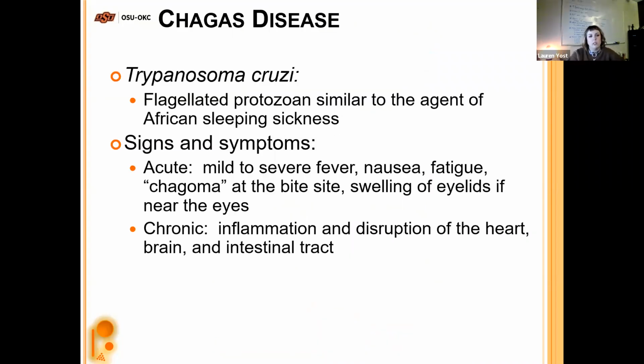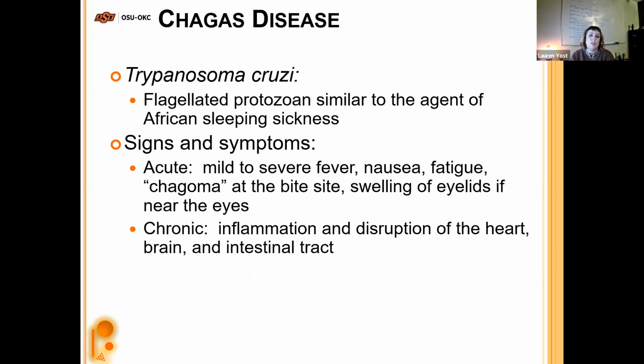Moving on to Chagas disease, it is caused by Trypanosoma cruzi. It is a flagellated protozoan, similar to the agent of sleeping sickness. The signs and symptoms associated with Chagas disease include, in the acute phase, mild to severe fever, nausea, fatigue, and then a chagoma at the bite site, which is like a swollen and inflamed area where the bite was. And then we have swelling of the eyelids if the bite was near the eyes.